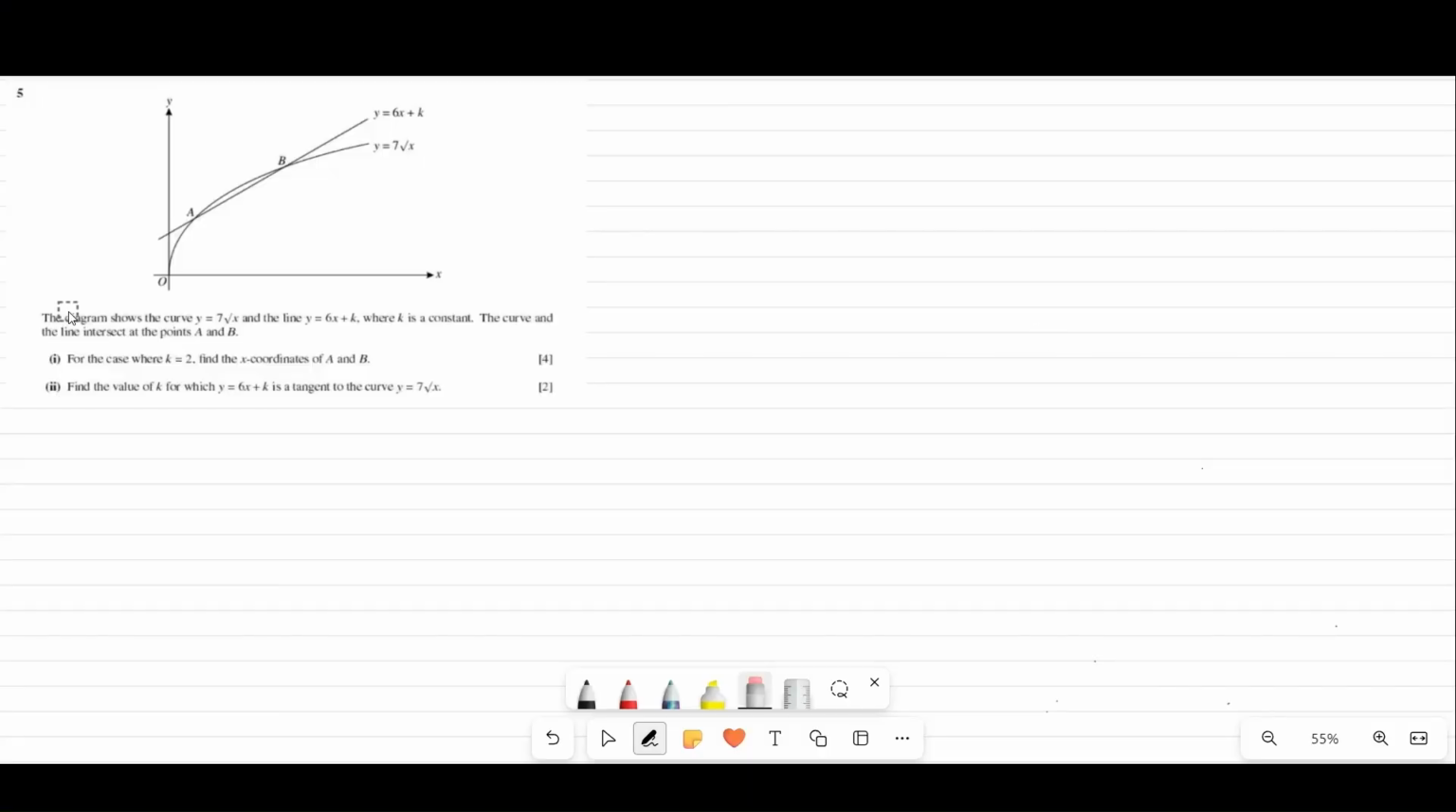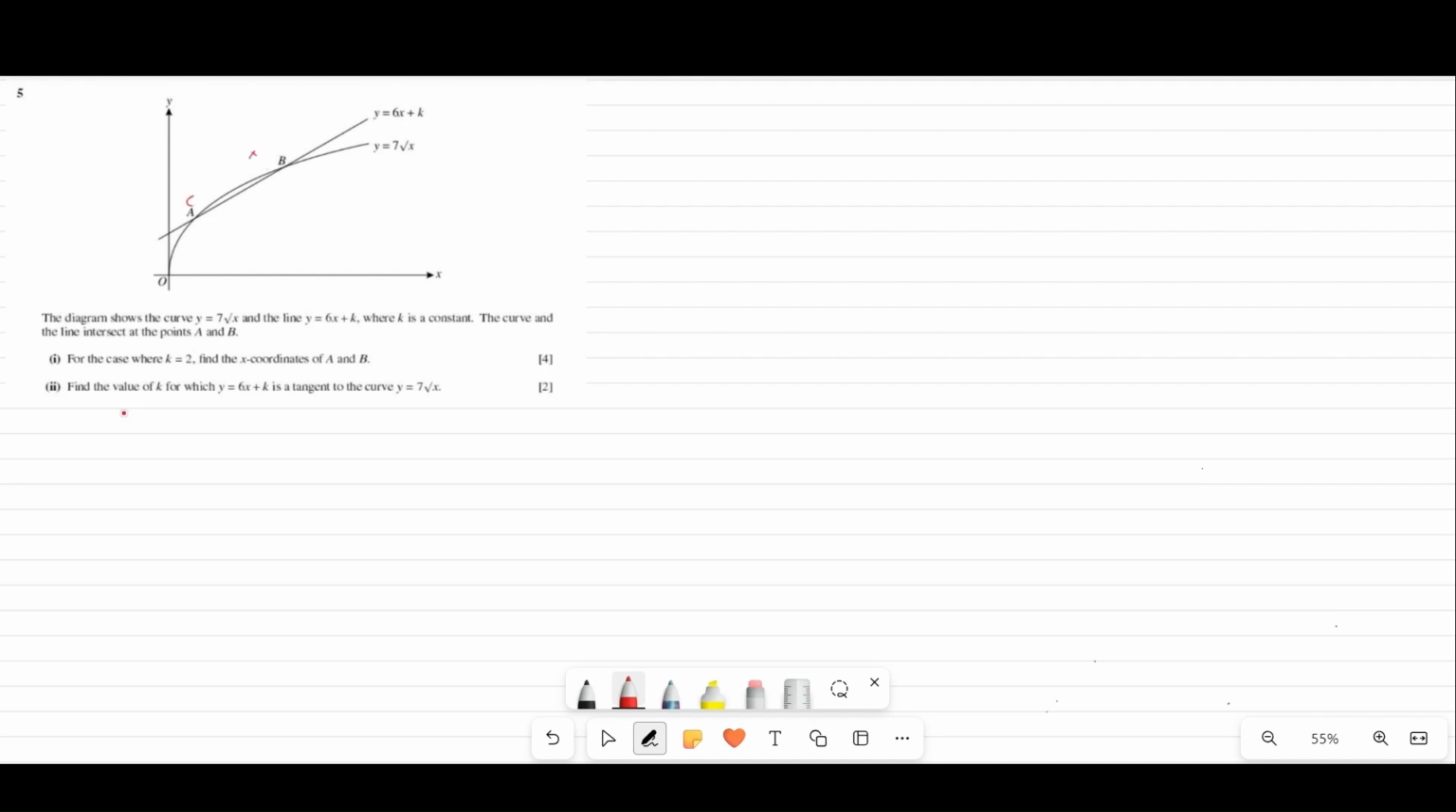Hi, today I have another question on quadratic functions. The question says the diagram shows the curve y equals 7 root of x and the line y equals 6x plus k, where k is a constant. The curve and the line intersect at the points A and B.